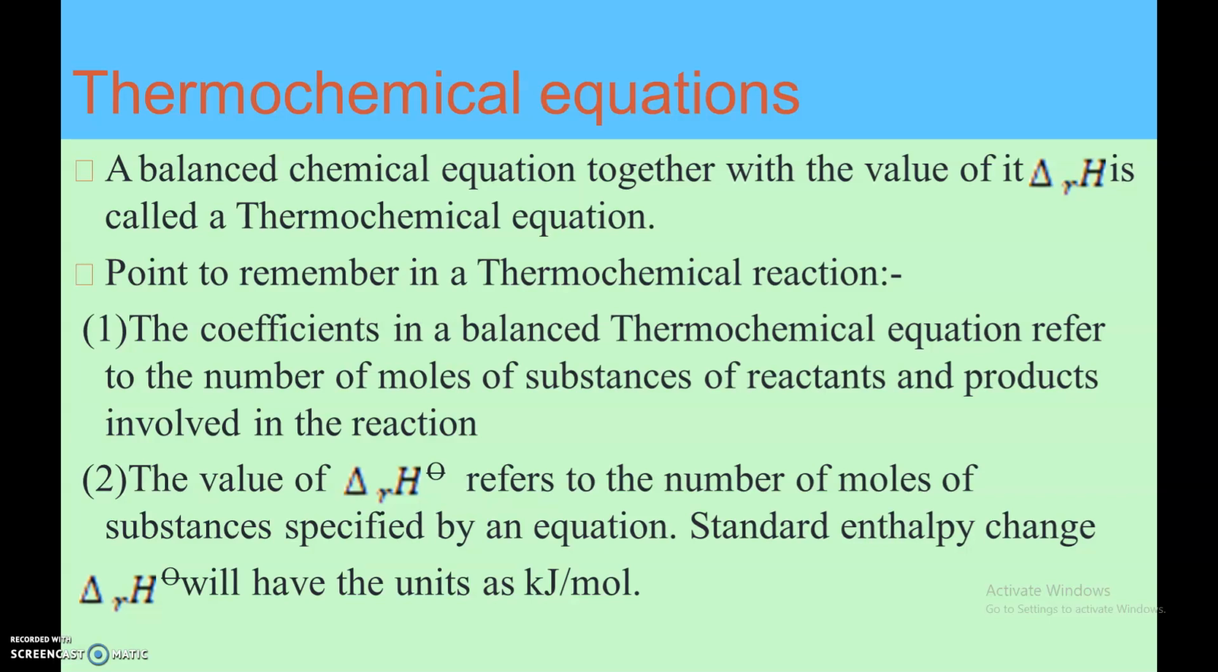After the reaction, we know that if we balance the reactant side and product side, the number of moles should be equal. Then only we can say an equation is balanced. And the value of delta, the enthalpy of reaction, refers to the number of moles of substance specified by the equation. Standard enthalpy change will have units of kilojoule per mole.